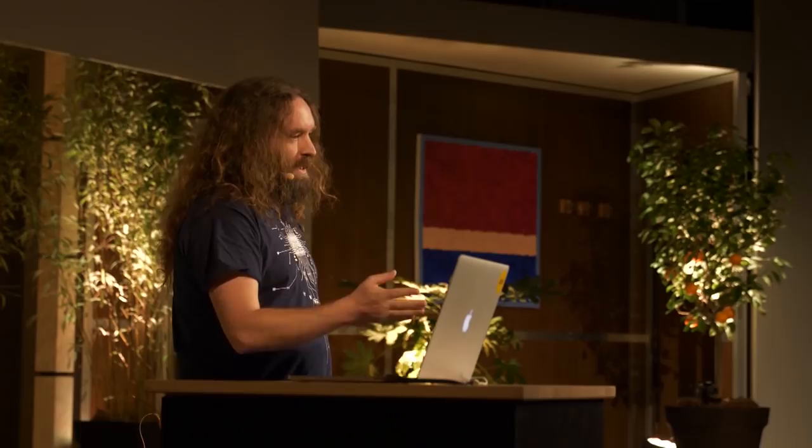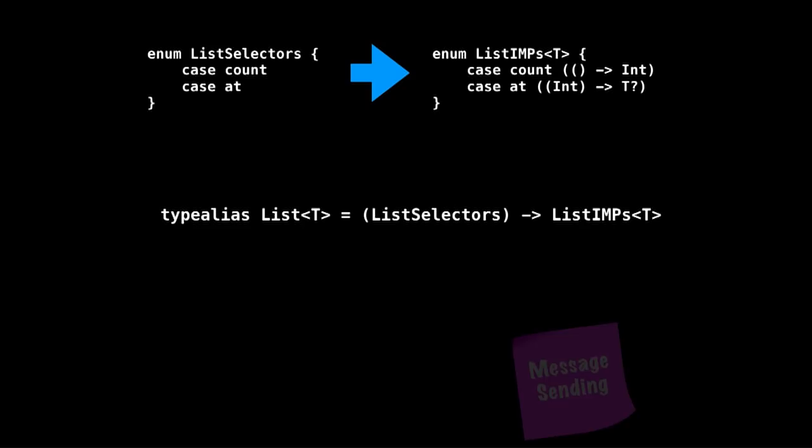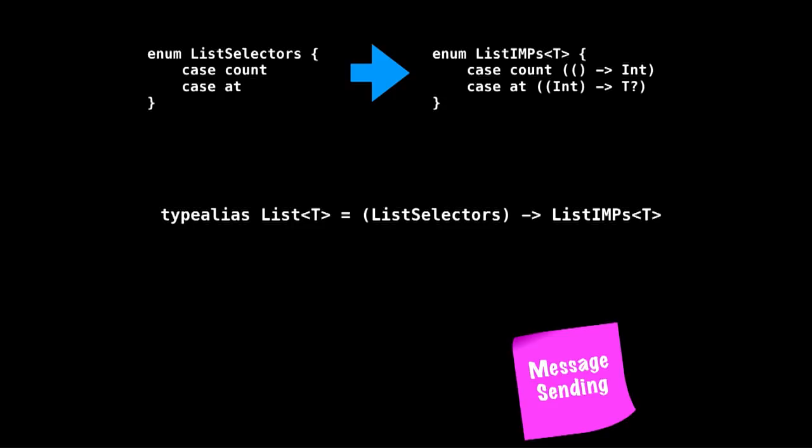There's no problem. But Objective-C and Swift do care about the signatures of the method, which is why Objective-C has NSMethodSignature, so that we can capture this information. We can capture it in Swift using a tagged enumeration or a discriminated union or whatever word you would like to use for this concept. So now my list is a function that takes a list selector and gives me the implementation for the method.